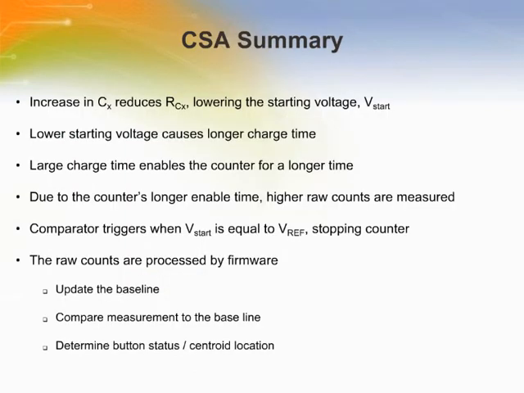Here is a summary of CSA. Increase in Cx reduces RCX, lowering the starting voltage V start. Lower starting voltage causes longer charge time. Longer charge time enables the counter for a longer time. Due to the counter's longer enable time, higher raw counts are measured. Comparator triggers when VStart is equal to VREF, stopping the counter. The raw counts are processed by firmware, such as updating the baseline, comparing the measurement to the baseline, and then determining button status versus centroid location.